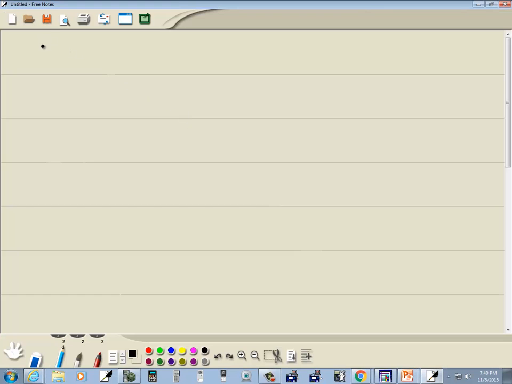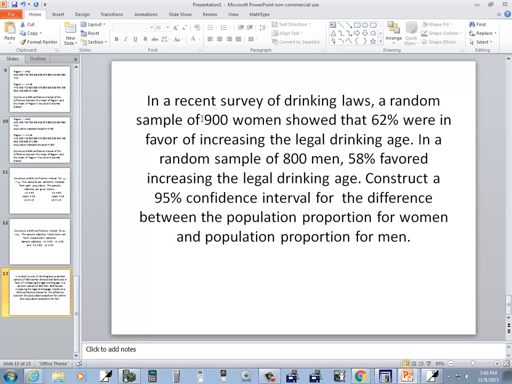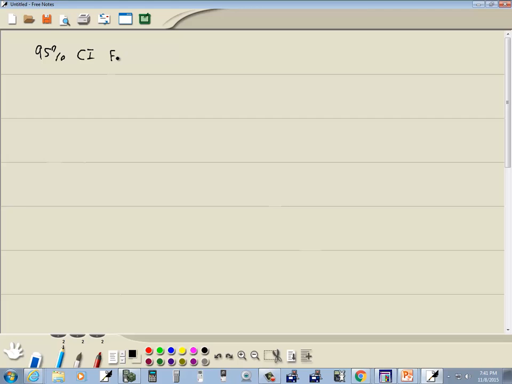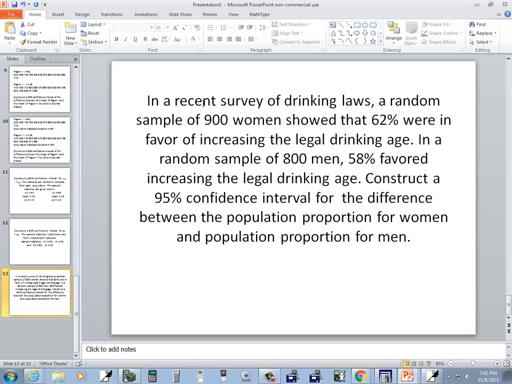Okay. So we want a 95% confidence interval for the difference between women and men. So women's first, and men. Since it referred to women first, those are going to be our sub 1s. And men were second, so those will be our sub 2s. Now, we're talking about a confidence interval for the difference between the population proportion.